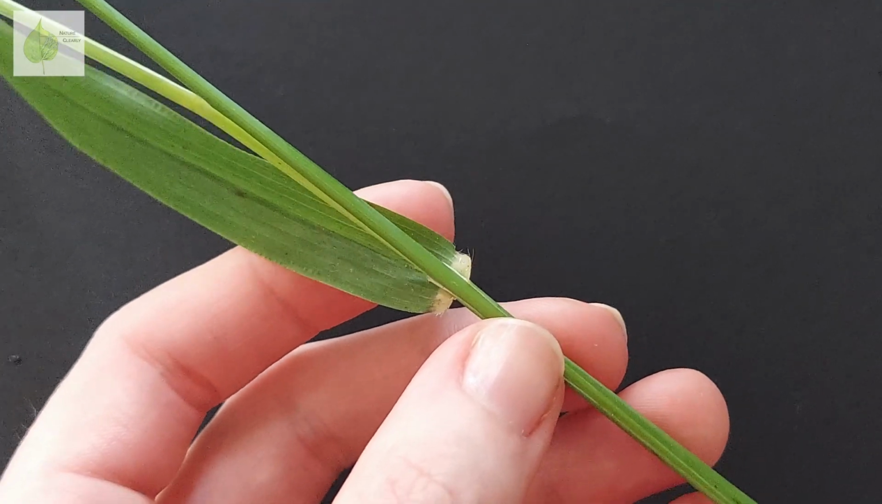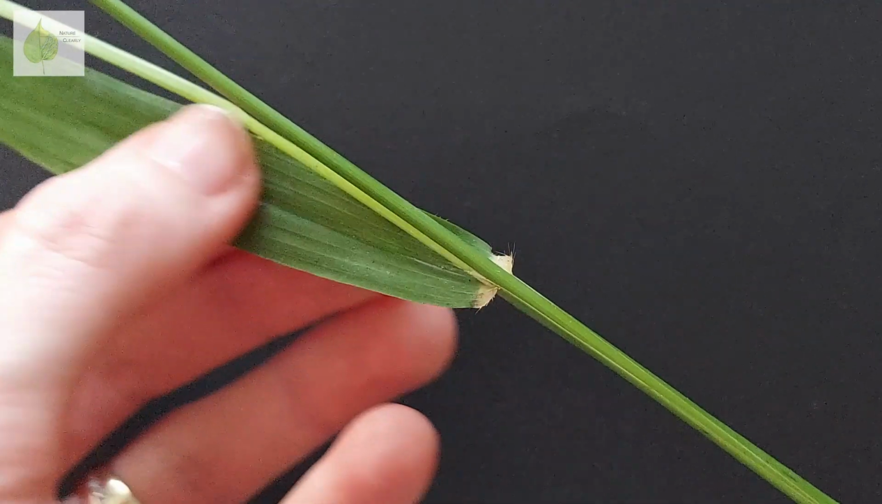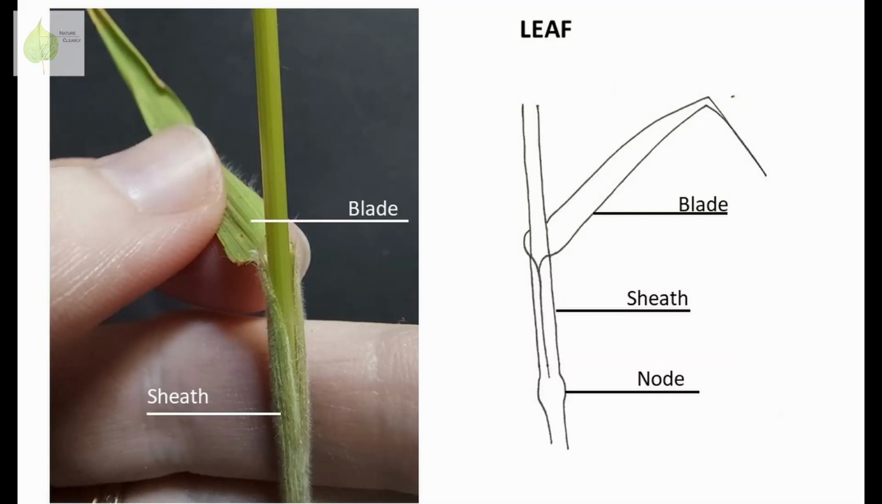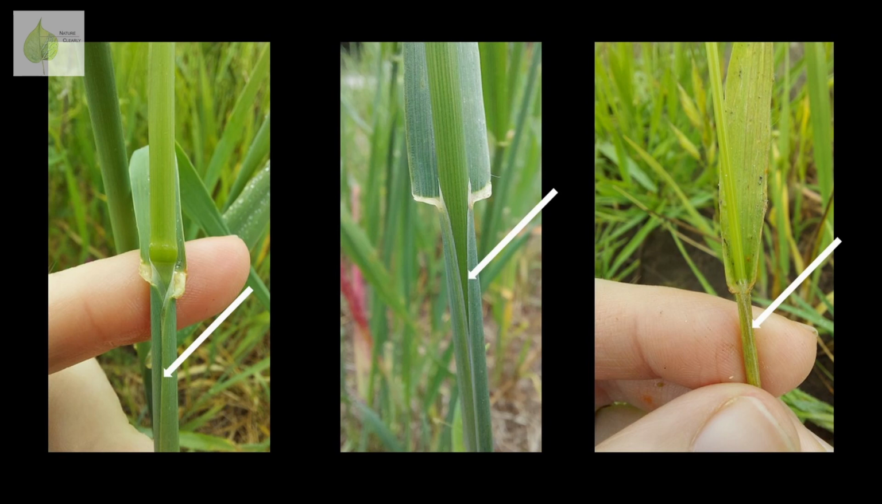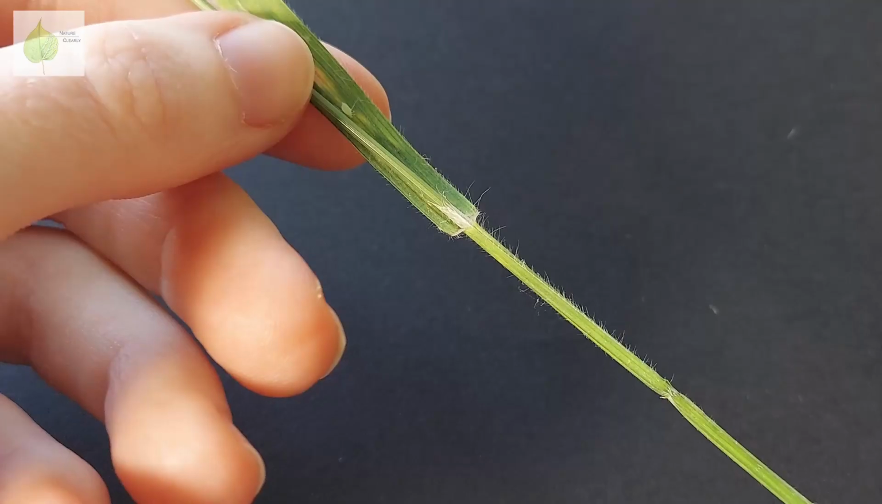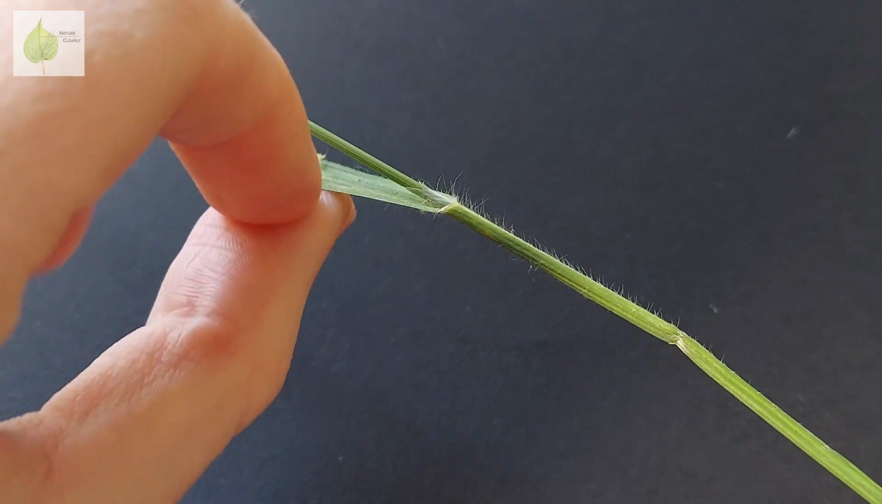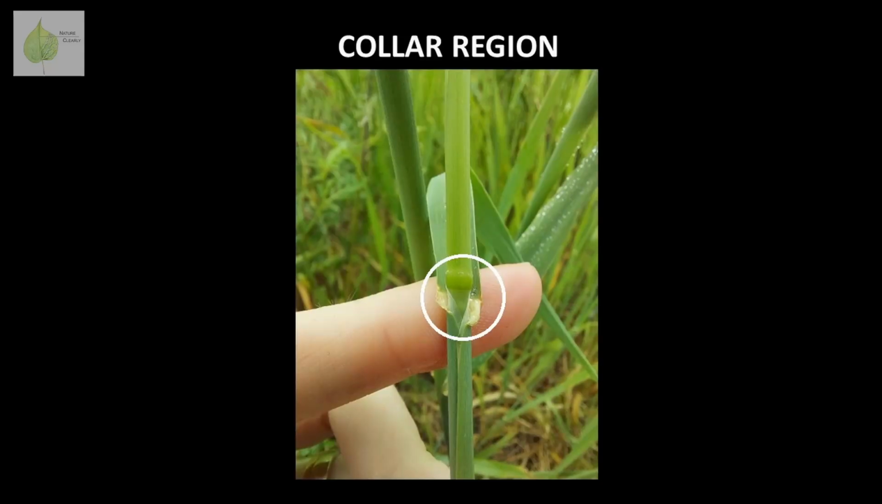Leaves come out of nodes, and they're divided into two sections: a blade, the portion diverging from the stem, and a sheath, the portion of a leaf hugging the stem. If you follow the sheath down along the stem, you might notice that in some species the margins are fused together, while in others they're free. This can be a useful identification character.